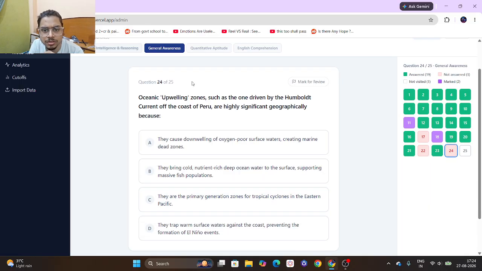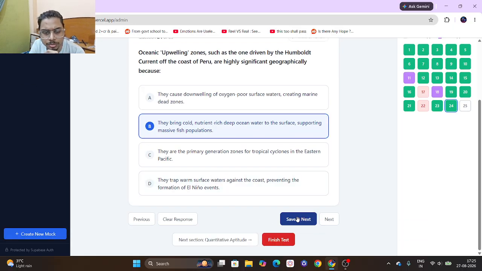Oceanic upwelling zones such as the ones driven by the Humboldt Current off the coast of Peru are highly significant geographically because: they cause downwelling of oxygen-poor surface water, creating marine dead zones; they bring cold, nutrient-rich deep ocean water to the surface, supporting fish populations; they are the primary generation zones for tropical cyclones in the eastern Pacific; they trap warm surface waters against the coast, preventing the formation of... I think option B is correct. I'm taking a bit of a guess there.